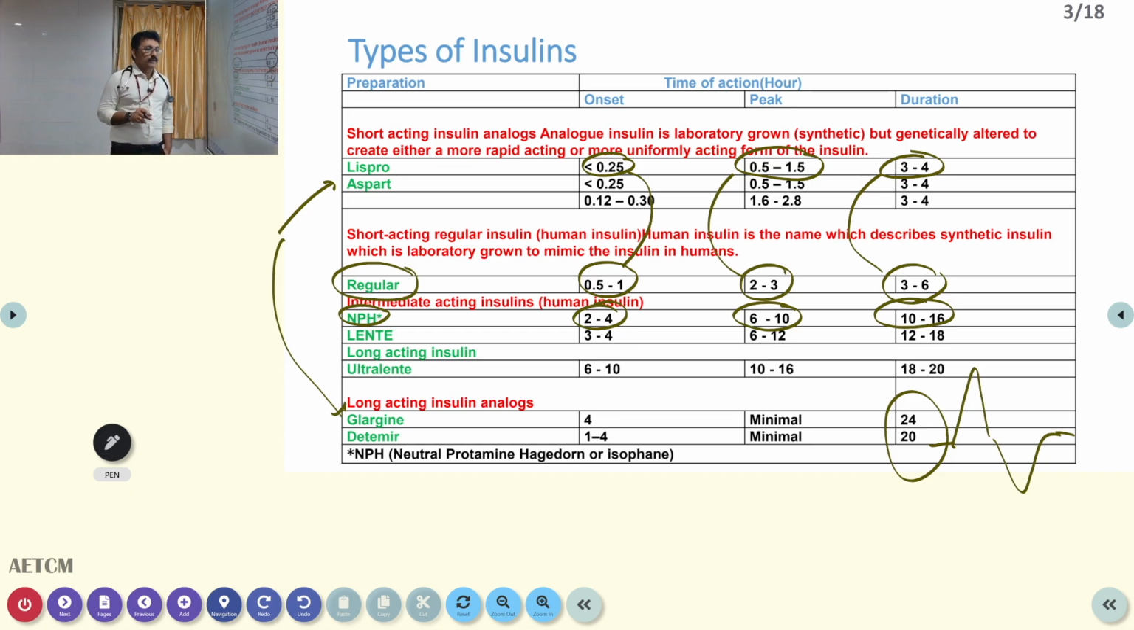So a patient who is taking this type of insulin may require short-acting insulin whenever he takes a feed, just before the feed or during the feed. He has to take a short-acting insulin. We'll see the regimens afterwards.